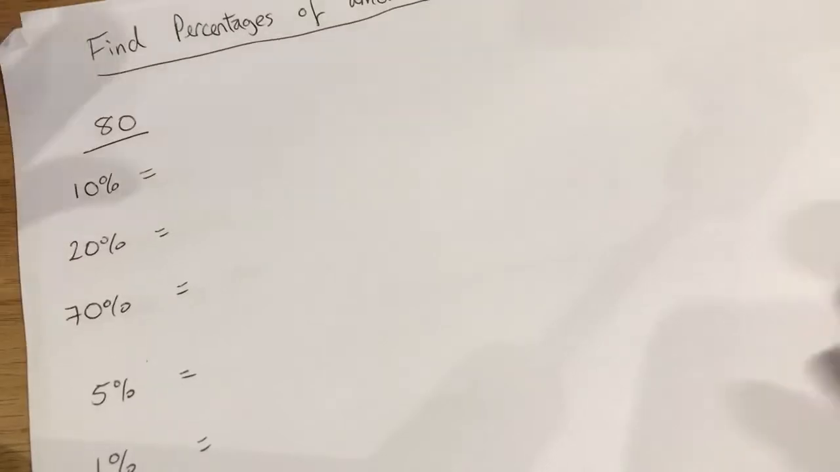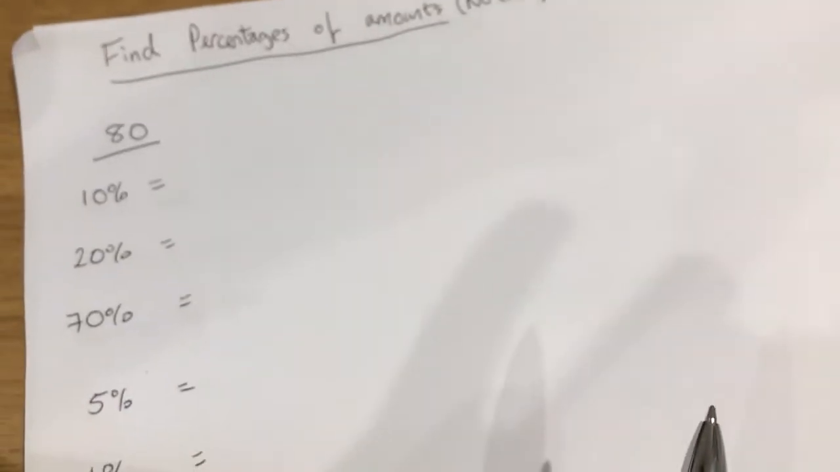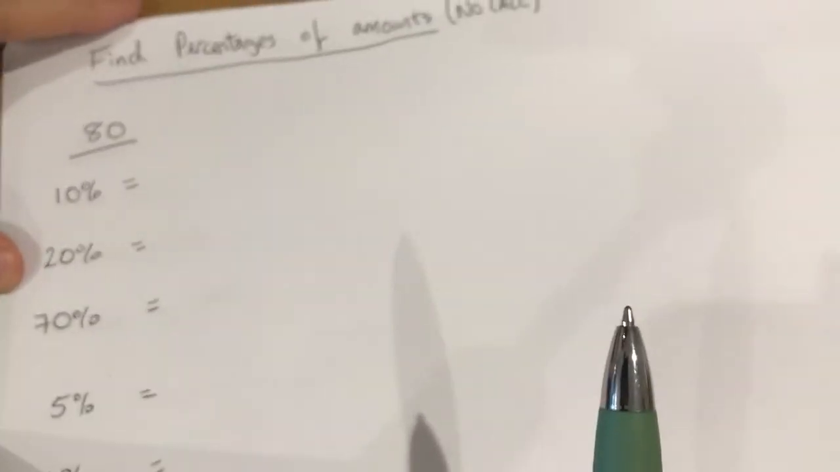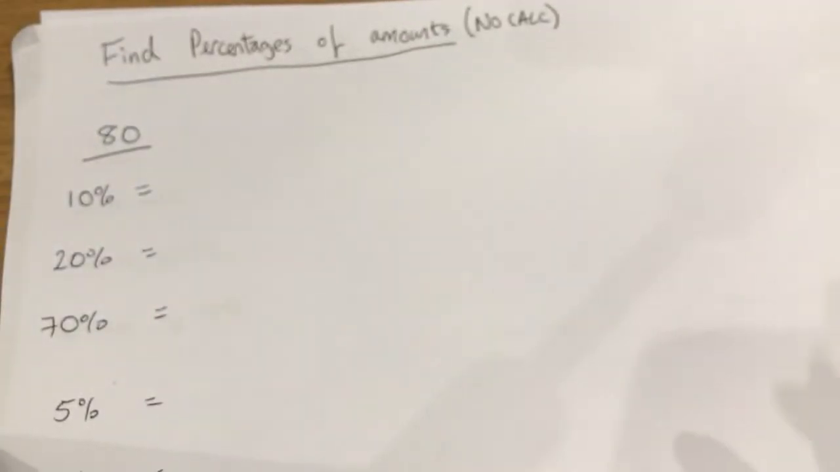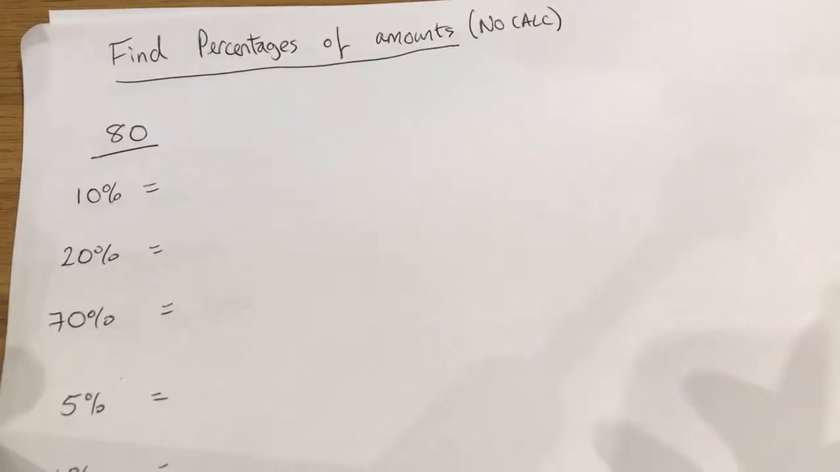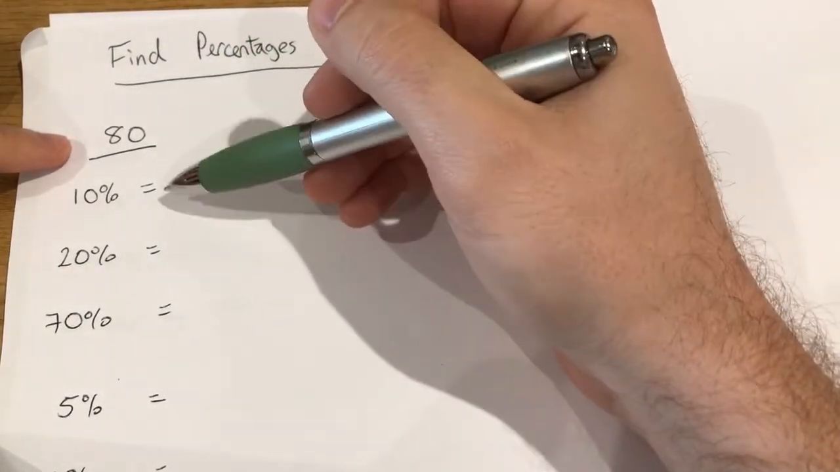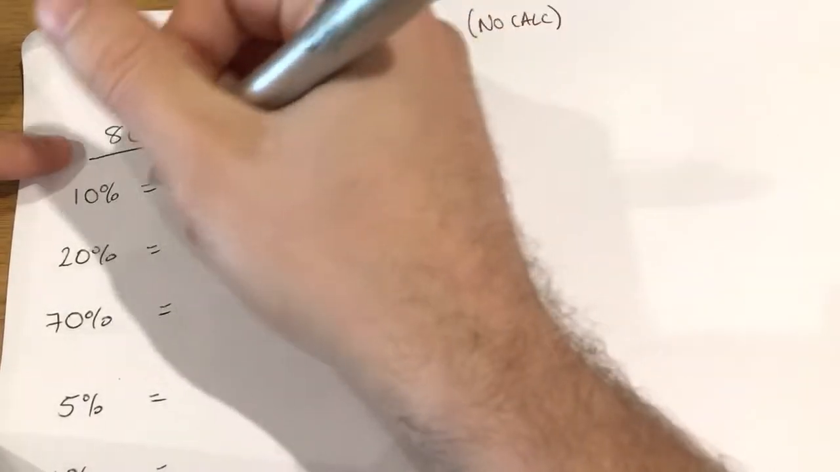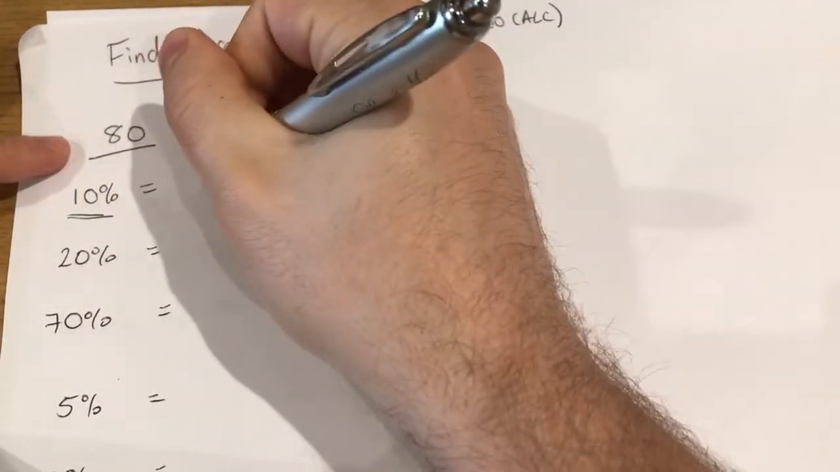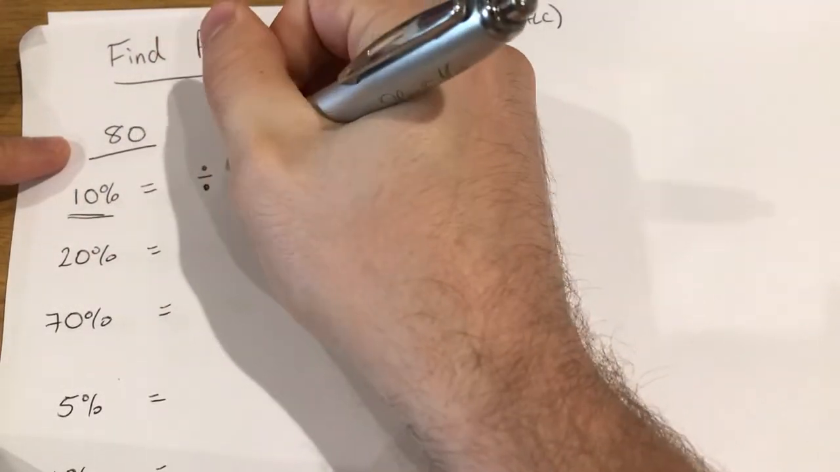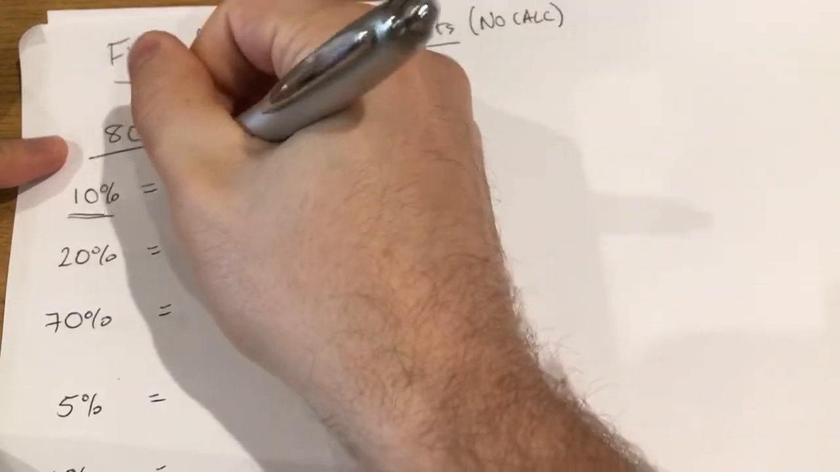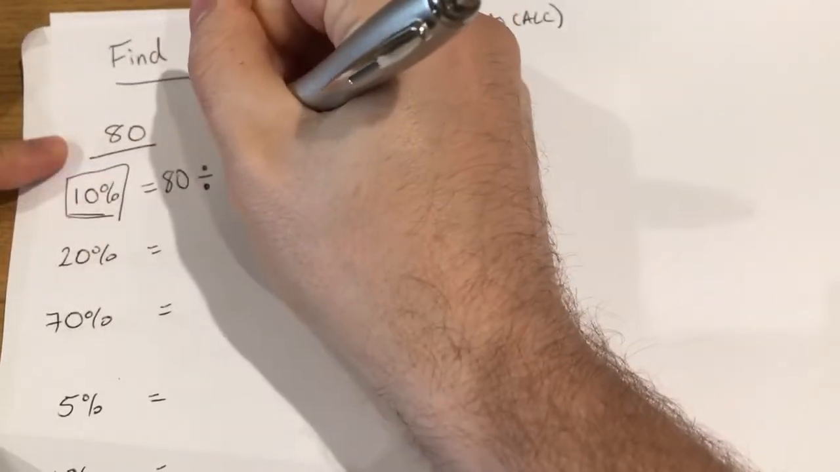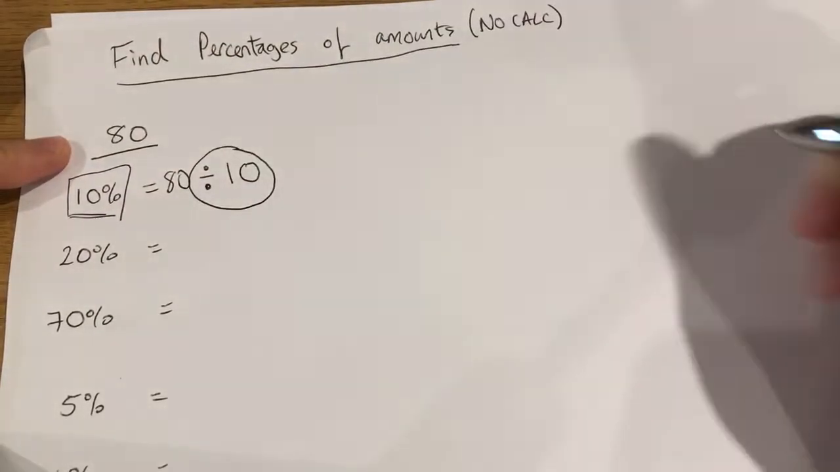So let's start. Finding percentages of amounts, and this is no calculator. Let's say we're starting with 80 and we want to find 10% of that. Now, 10% is one of the easiest ones to go straight to. We just do 80 divided by 10. To find 10%, we divide by 10.